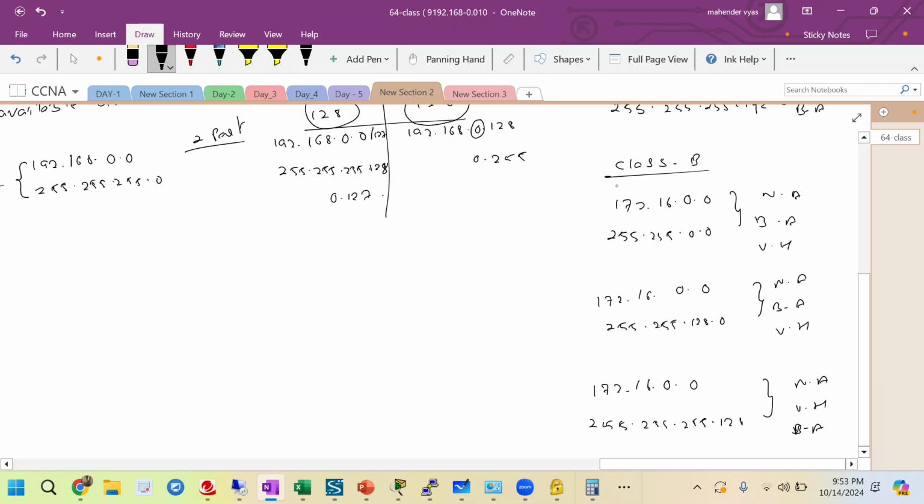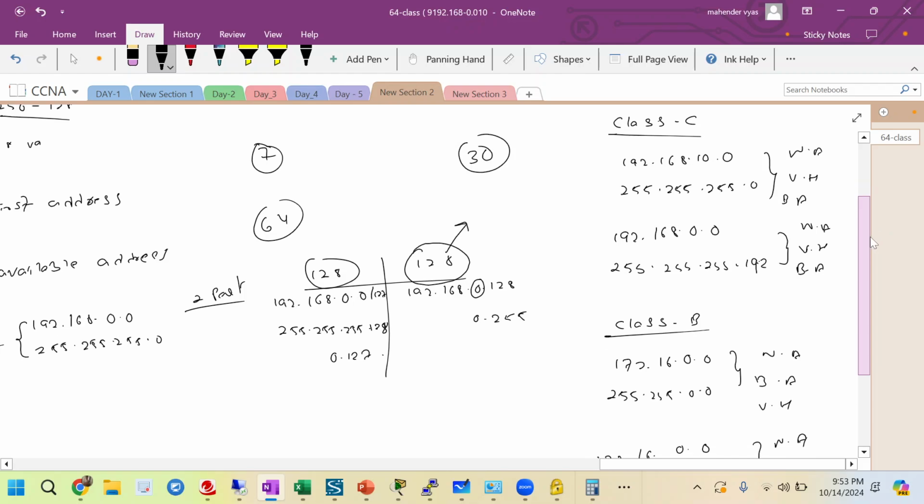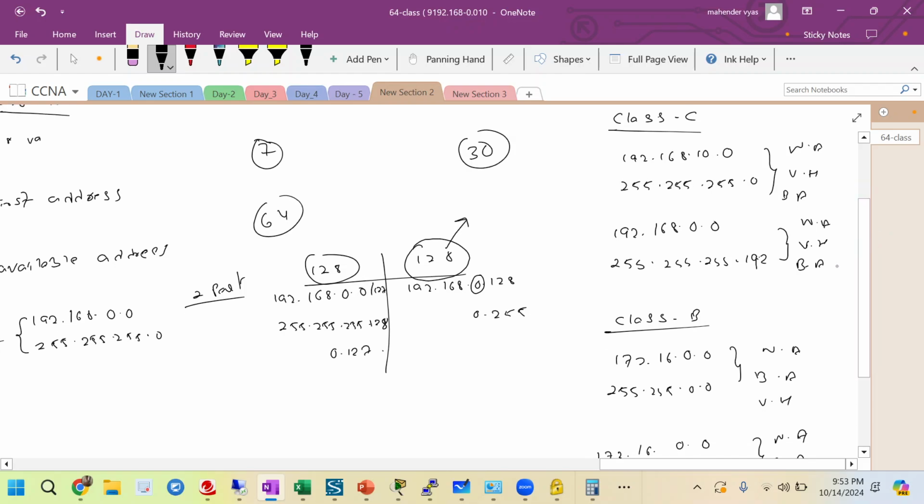If you want, you take photos. I'm just writing it down. We'll continue tomorrow. You have not been given how many hosts we require; that we'll do later. You just find out the network address, broadcast address and valid host for these subnets.